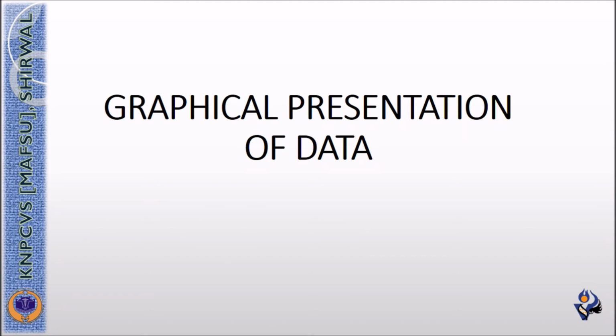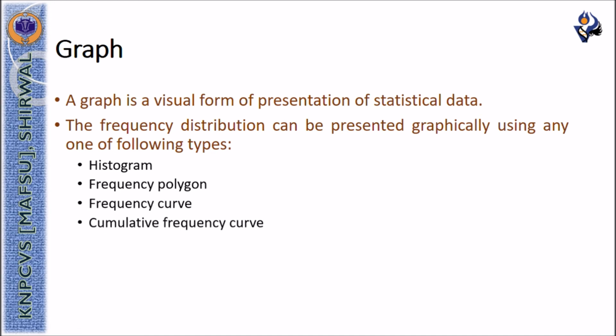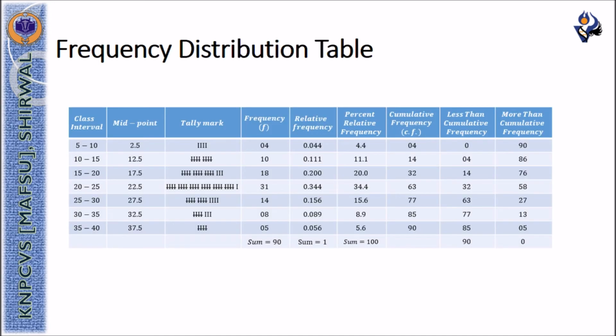Graphical presentation of the data. A graph is a visual form of presentation of statistical data. The classified data can be presented graphically using histogram, frequency polygon, frequency curve, or cumulative frequency curve. This is a frequency distribution table representing the classified data.